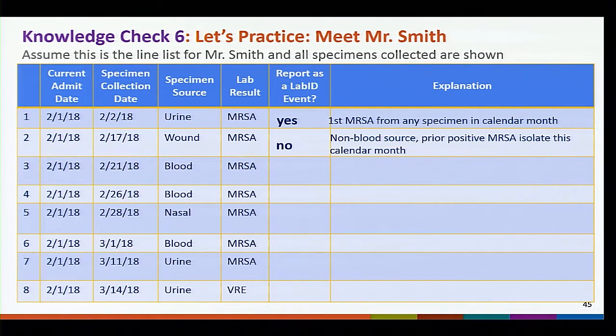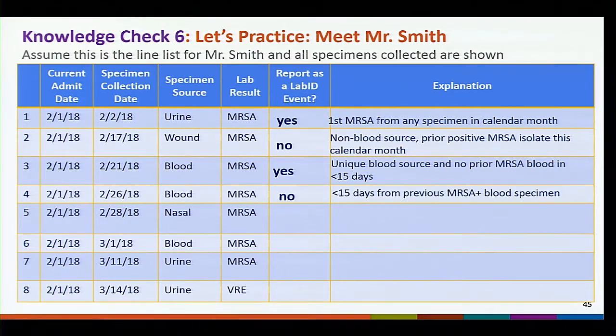Moving forward, on February 21st, he has a positive blood MRSA. Do we report this? Yes, good. Because this is defined as a unique blood source since he had not had a prior positive MRSA blood in the past 14 days. Again, on February 26th, he has another positive MRSA blood. Do we report this? Good. No, because it is a duplicate.